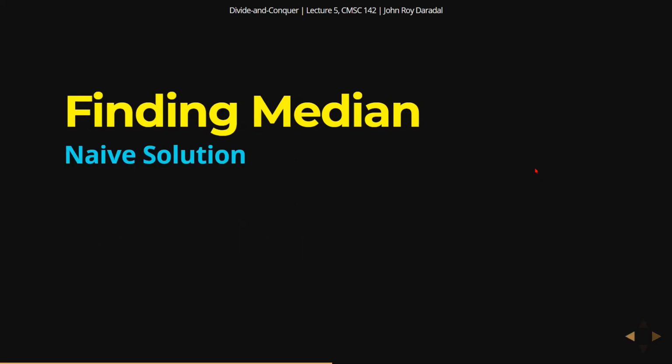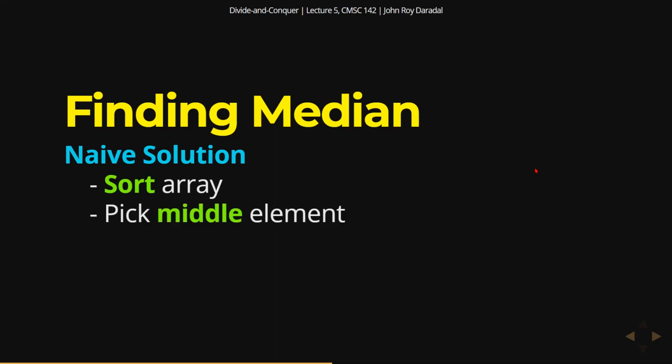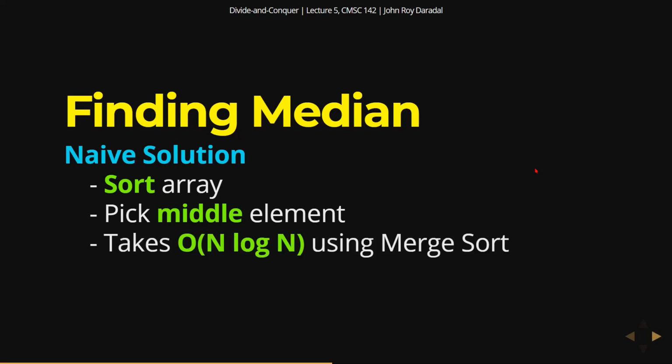So how do we find the median? The naive solution, the most basic one, is to sort the array, right? Sort the array and then just pick the middle element, because if you've already sorted it, then the middle element is the median. So this could take O of n log n if we use merge sort, which is a good sorting algorithm to use.